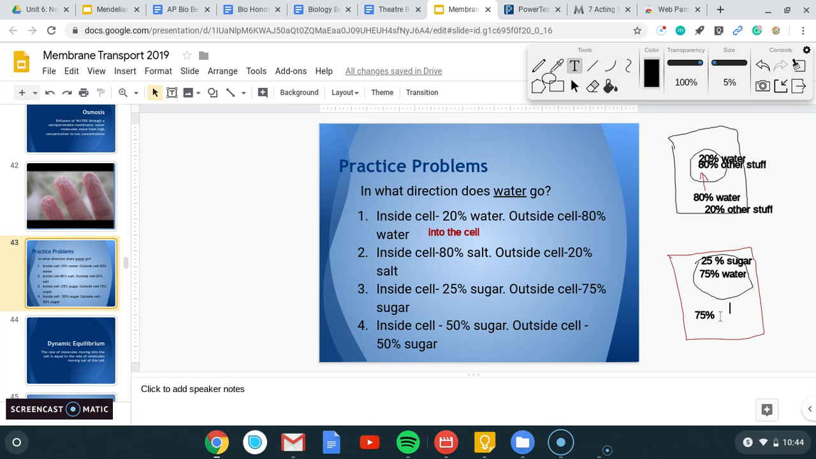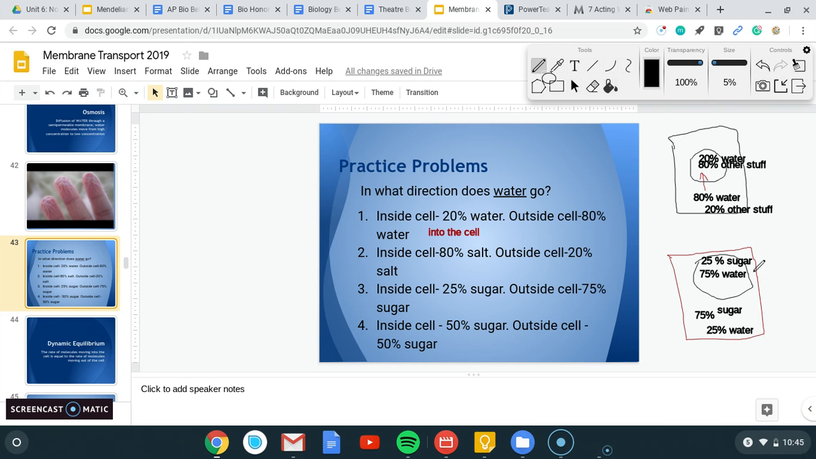75% sugar. And then that means we have 25% water. So the question gives us the terms of sugar, but the answer is asking, where does the water go? So we had to figure out the water. Notice we just did that by figuring out what adds up to 100%.